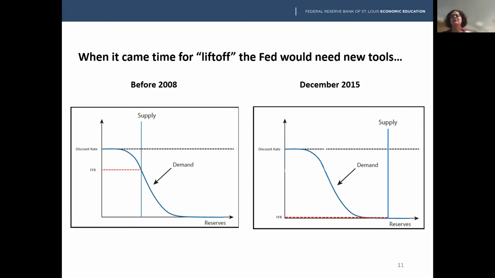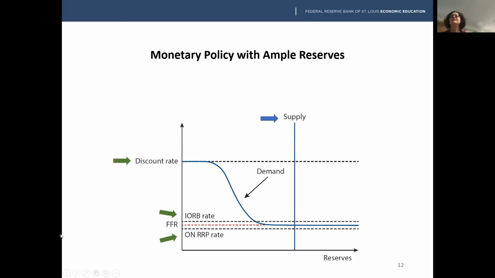You can see in the right diagram, the supply is so abundant. At the time, some people called it a super abundant level of reserves. It's intersecting the demand curve on the flat portion. So if you try to shrink reserves a little bit, shifting that supply curve to the left, a little move is just not going to do anything, because you're still on the flat portion of the demand curve. And so the Fed had to turn to new tools at that time, and that's what it's still using today. The next slide shows, in a nutshell, what these tools are.